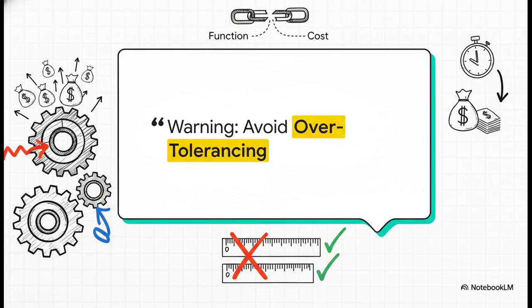There's this natural urge for designers to just tighten up tolerances to be safe. But you have to remember, every tightened tolerance adds cost, and sometimes it's exponential. Your job as a designer isn't to make the tightest part possible. It's to define the loosest possible tolerance that still lets the part do its job. Anything tighter than that is just throwing money away.